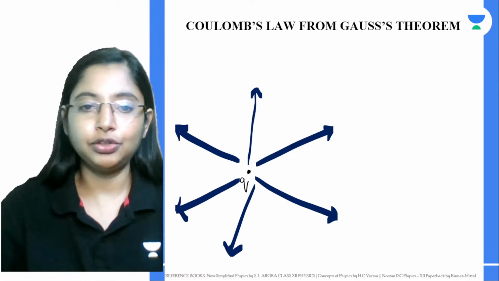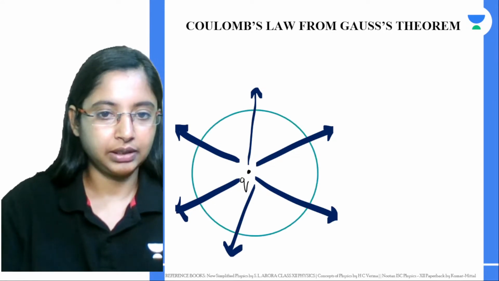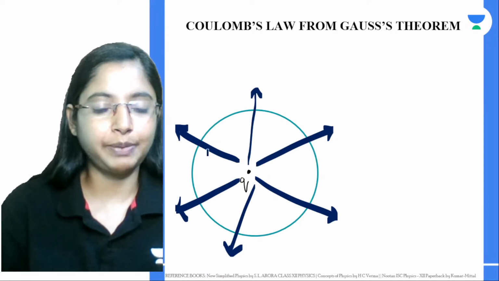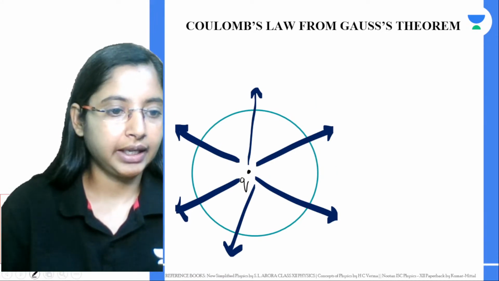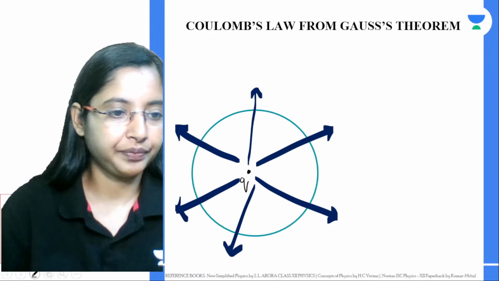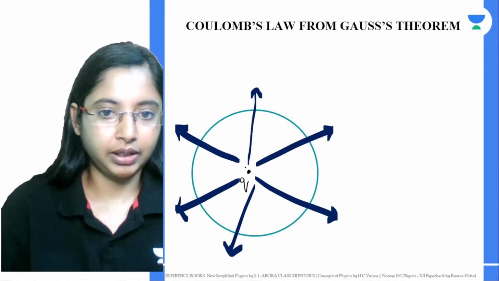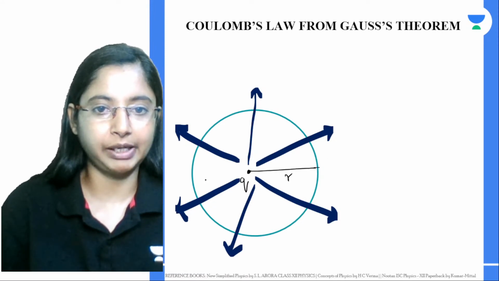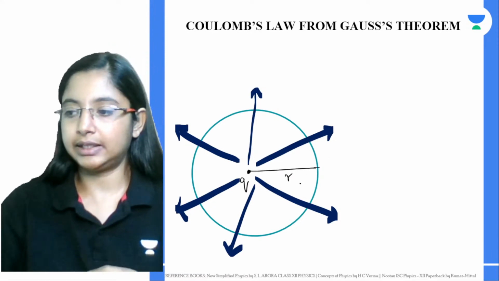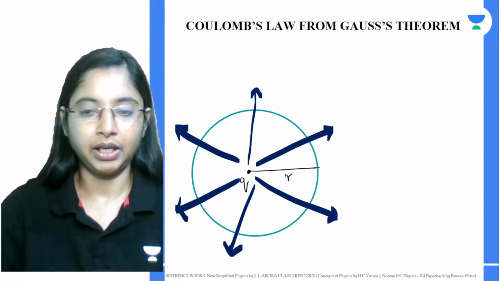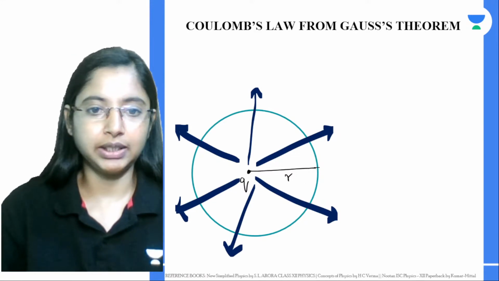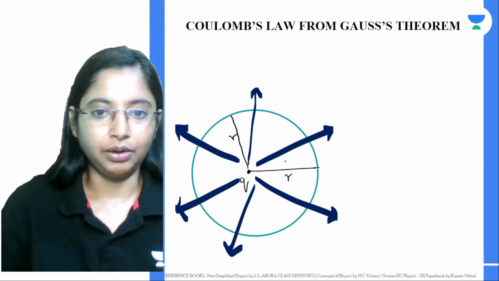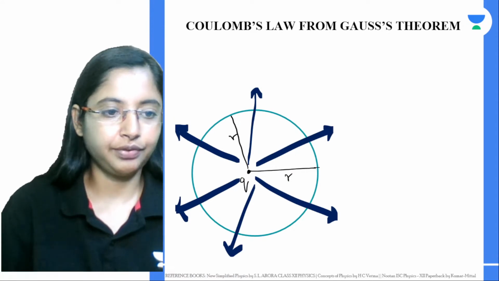Now we are going to choose a Gaussian surface. This particular surface that we have chosen is a spherical Gaussian surface, and it is at a distance r from the center. Let's say this value over here is r.